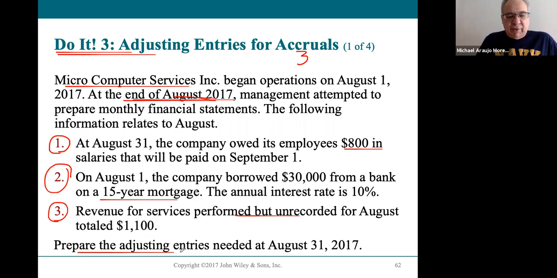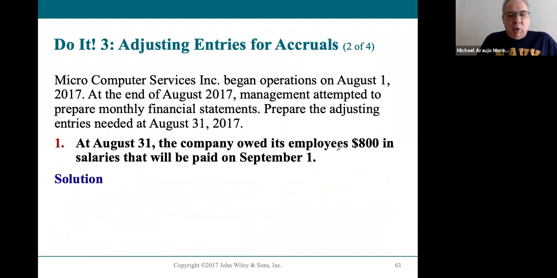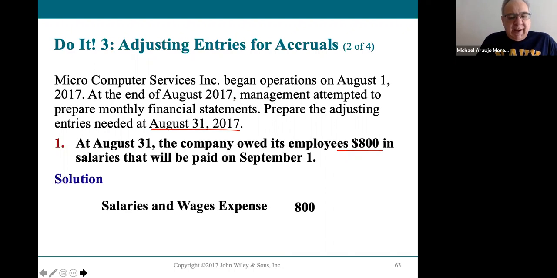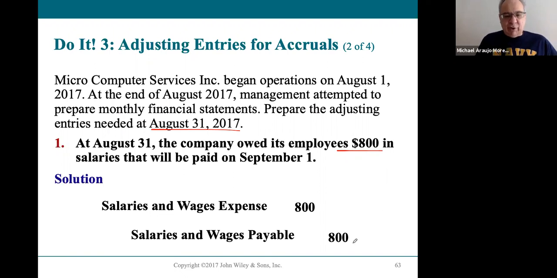So prepare the entries. First things first, they owe the employees $800. Again, on August 31st, we have to make an adjusting entry showing that $800 was part of an expense for August. So we debit salaries and wages expense, $800, and set up the salaries and wages payable for $800, showing we'll pay them in September. Happens to be the very next day, but we don't care. In accounting, it just has to be accurate.